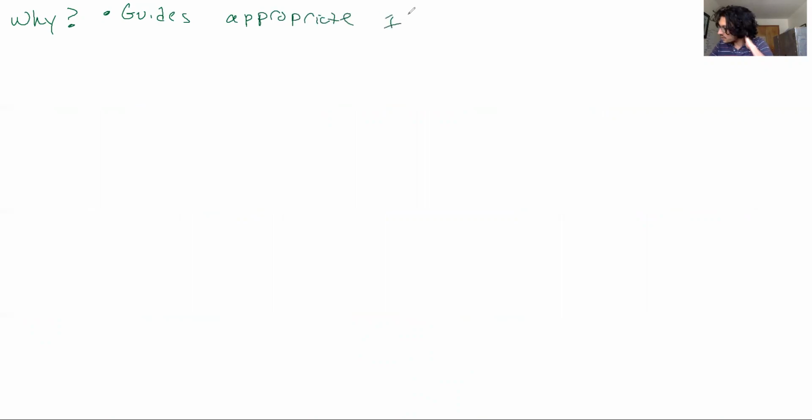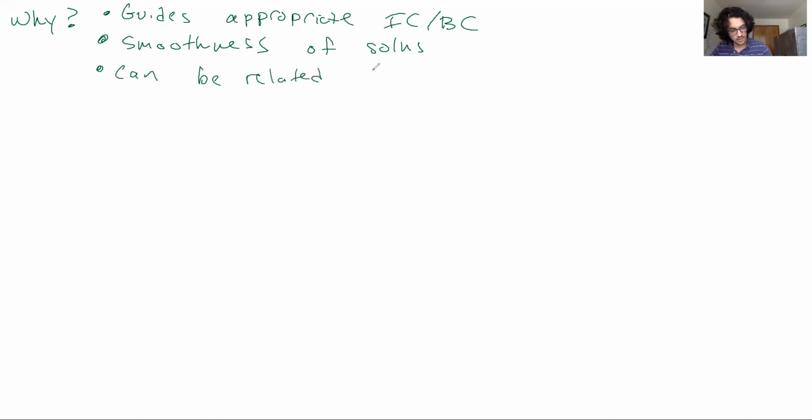it guides the appropriate initial and boundary conditions that we need for our PDEs, if we can characterize what kind of PDE we have. And also, smoothness of solutions is intimately related to the type of PDE that we're studying. And it can also be related to what are called the canonical PDE of that type.